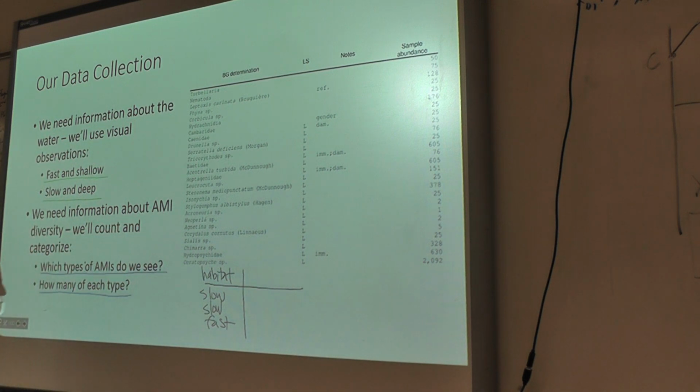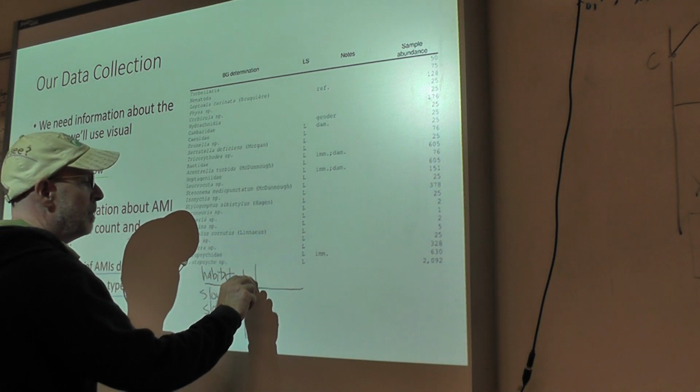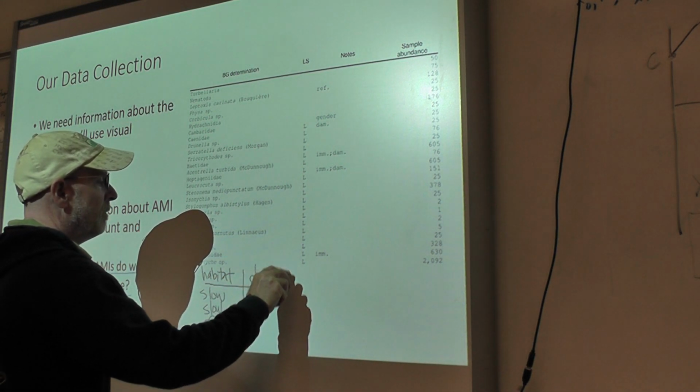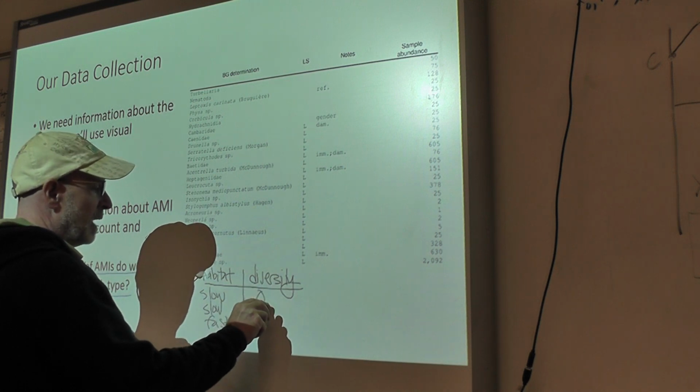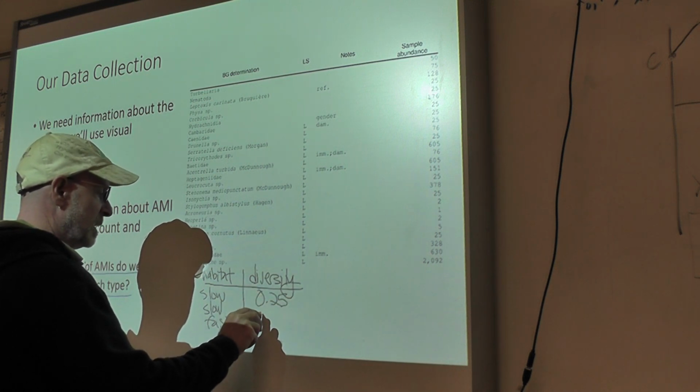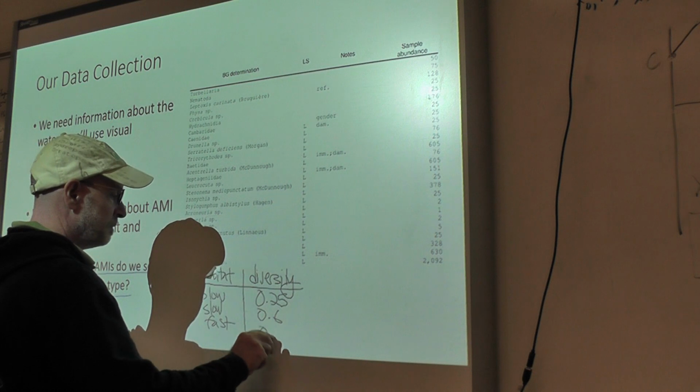And then I'm gonna show you how you can find the number for diversity. So you're gonna have a habitat type, and then you're gonna have a diversity. And the number for diversity is gonna be between 0 and 1.